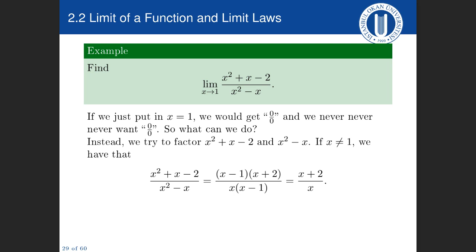If x is not equal to 1, and let me just emphasize, when we're doing limit as x tends to 1, that means that x is close to 1, but x is not equal to 1. So anytime we do our calculation, it's going to be okay for us to assume that x is not equal to 1. As long as x is not equal to 1, we can factorize top and the bottom and then cancel the x minus 1s, and we're left with x plus 2 divided by x. And at that point, we can just replace the x's by 1s. 1 plus 2 on the top and 1 on the bottom.